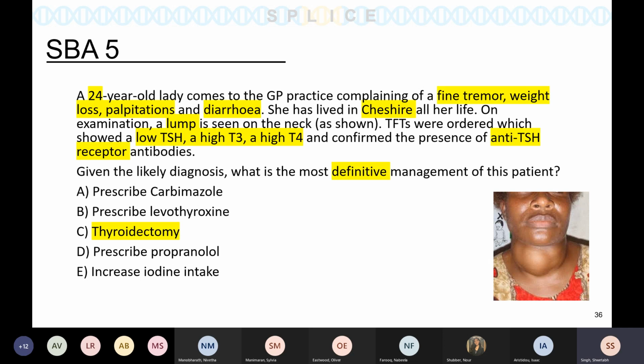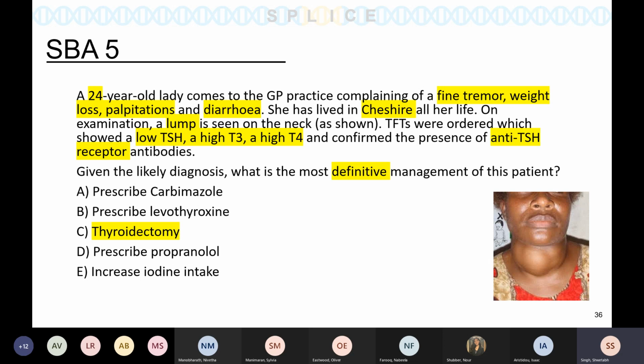So yeah, you guys are completely right. Thyroidectomy is the right answer. If we go through this: a 24-year-old lady, she's got a fine tremor, weight loss, palpitations, and diarrhea. At that point I'm thinking, okay, this is a hyperthyroid picture. She's lived in Cheshire all her life, so she's from a developed country in England. On examination, a lump is seen, TFTs are ordered, which show a low TSH, a high T3, and a high T4. And she's got anti-TSH receptor antibodies.